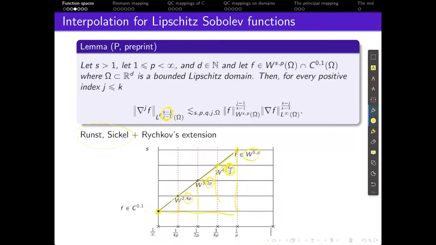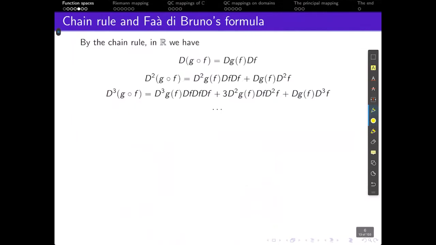So let's move forward. The second tool that I need to explain for this composition rule is the chain rule, or Faà di Bruno's formula. The derivative of g composed with f is the derivative of g at f times the derivative of f. If you take a second derivative, differentiating the first factor gives a second derivative of g, an extra term, and differentiating the second factor gives a second derivative of f.